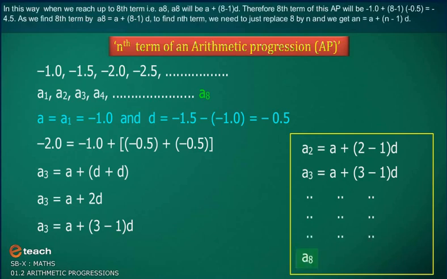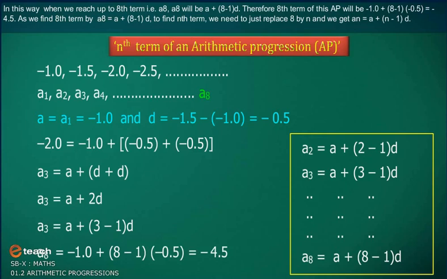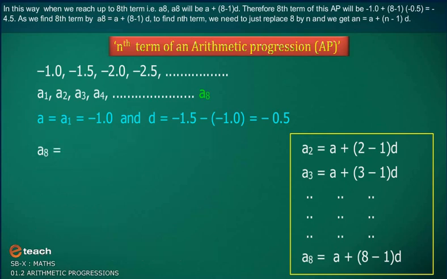In this way, when we reach up to the 8th term, A8 will be A plus into bracket 8 minus 1 D. Therefore, the 8th term of this AP will be minus 1.0 plus into bracket 8 minus 1 into bracket minus 0.5 is equal to minus 4.5. As we find the 8th term by A8 is equal to A plus into bracket 8 minus 1 D, to find the nth term, we just replace 8 by n and we get An is equal to A plus into bracket n minus 1 D.